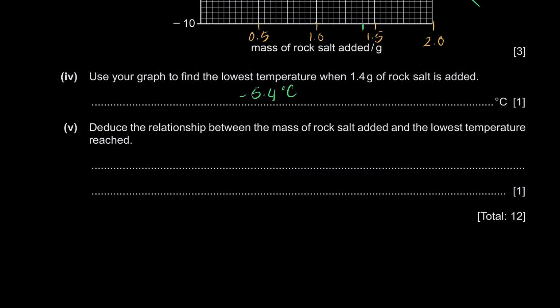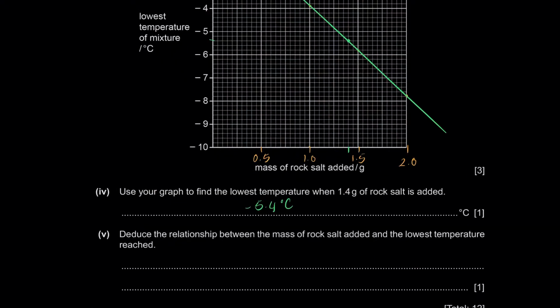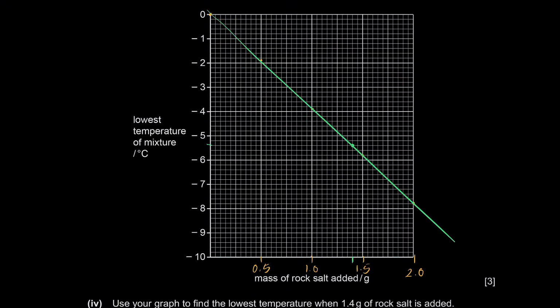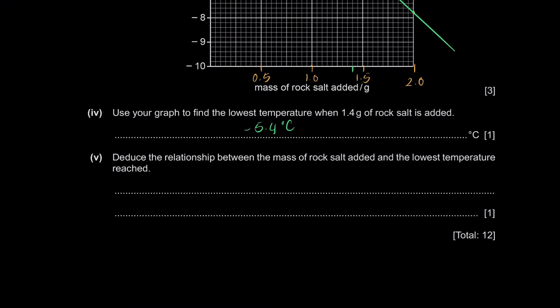Deduce the relationship between the mass of rock salt added and the lowest temperature. What happens to the lowest temperature as the mass of rock salt changes? This is more of a math question. Like, not really a math question, but it's better expressed if this was a math question, if you guys understand what I'm trying to say. But oh well. So what you're going to say is, as you increase the mass of rock salt being added to the solution, the lowest temperature is decreasing, and that's what you'll highlight, because it's the exact observation they're asking for.